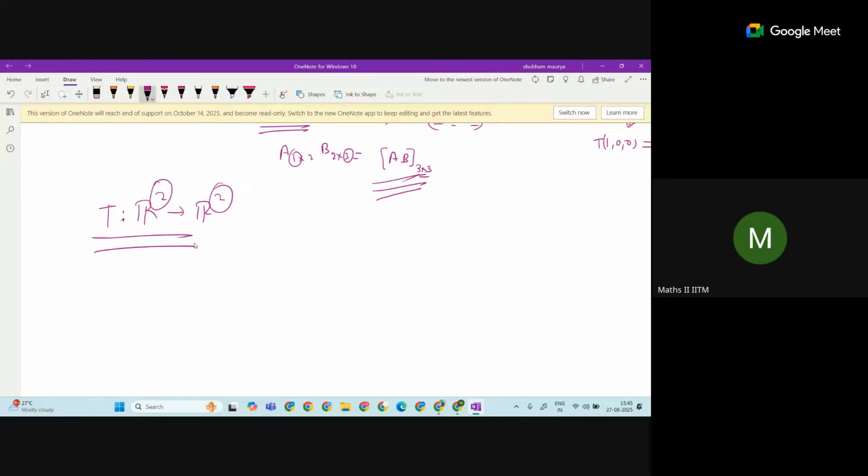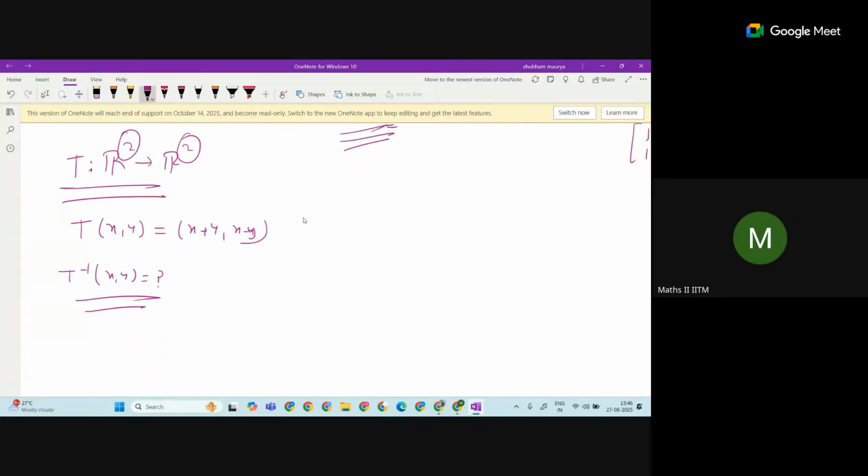The inverse, let's say I am calling it T inverse. How will we get the inverse? Let's say I am given a linear operator T of x, y, which is x plus y and x minus y. Somebody asks, find the T inverse. What is T inverse in this case? One way is very simple: find the matrix representation, then find the inverse of the matrix representation, and find the expression of it. Easily you can substitute. Okay, this is one way.